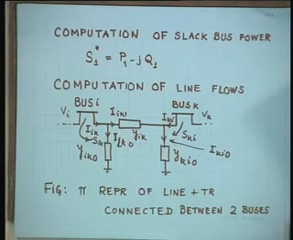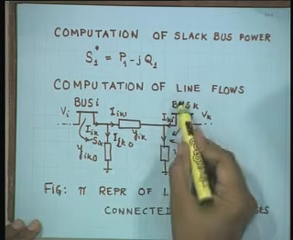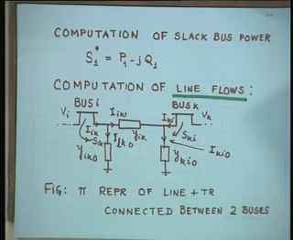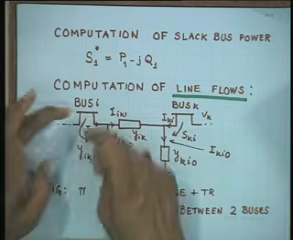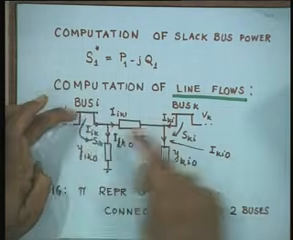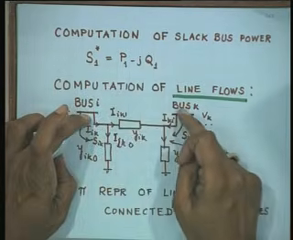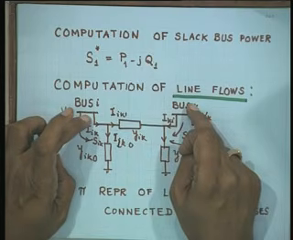Now we must compute line flows. I told you line flows are very important. How do you compute line flows? You have to give a model of a line. This is bus i, this is bus k. This may be Panipat, this may be Karnal. They are connected by a line.